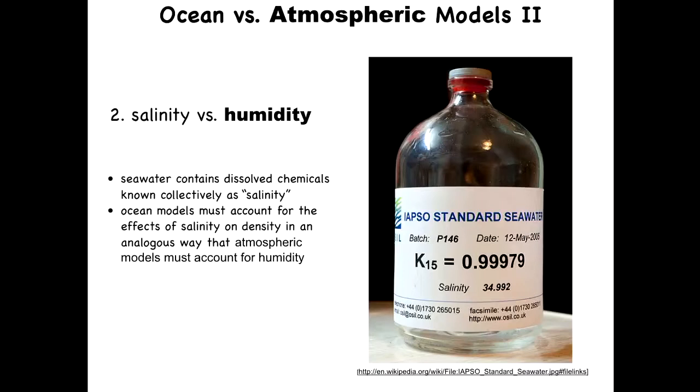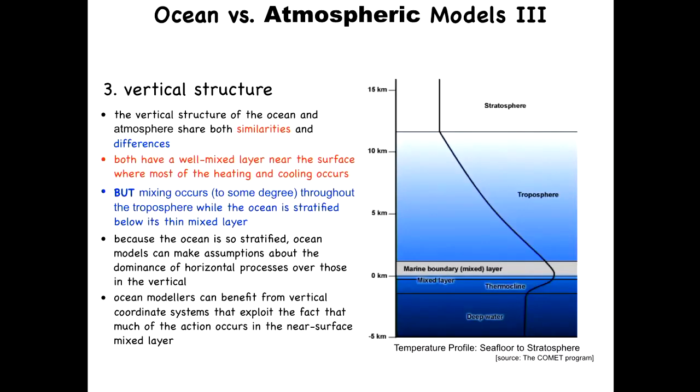What it means, though, is that when we solve for the evolution of the model, we don't solve for the evolution of density, okay? We solve for the evolution of temperature and salinity, and then we calculate density through an equation of state, and I'll show you that in a moment, too.